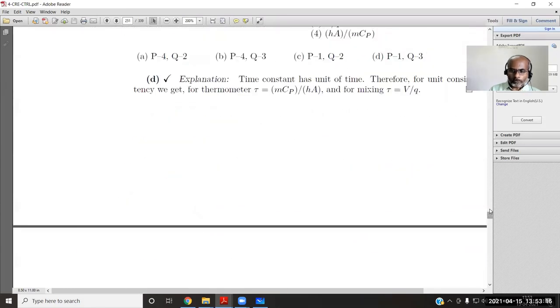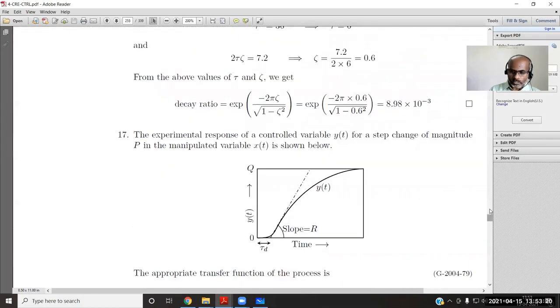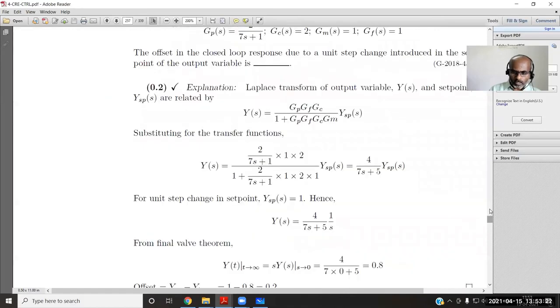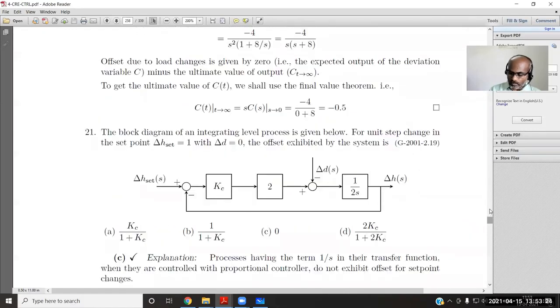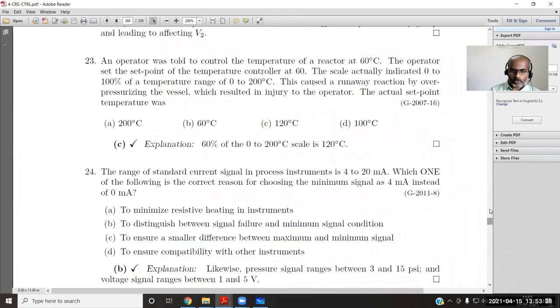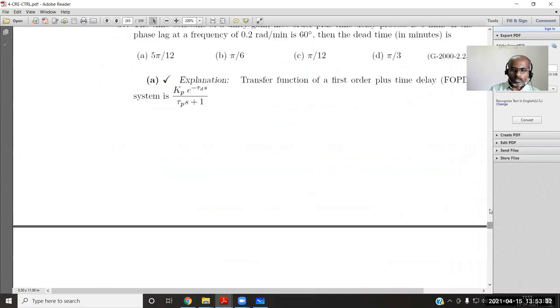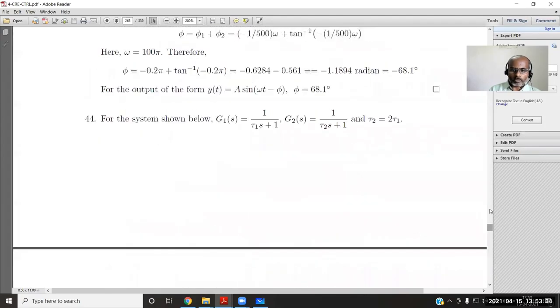A very simple problem is available. At least this problem will help you to understand how the feed forward controller is implemented or calculated.